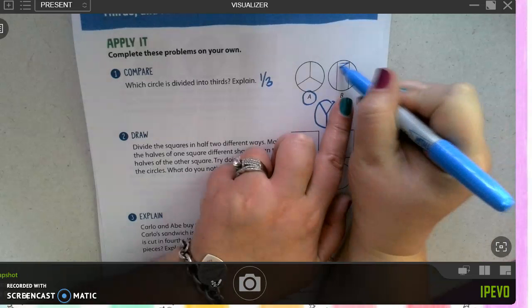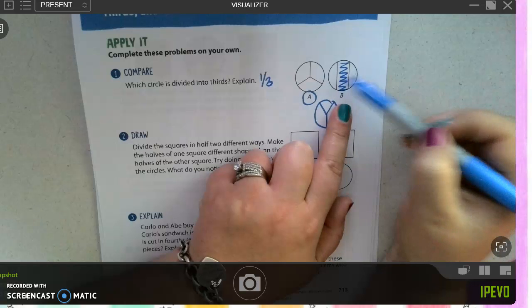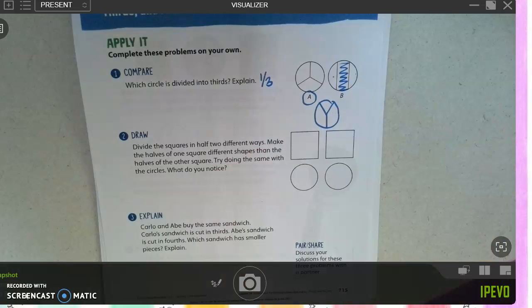This intersection right here is larger than each of these end sections. And when we're looking at our fractions or our parts, we want equal parts. Parts that are the same size.